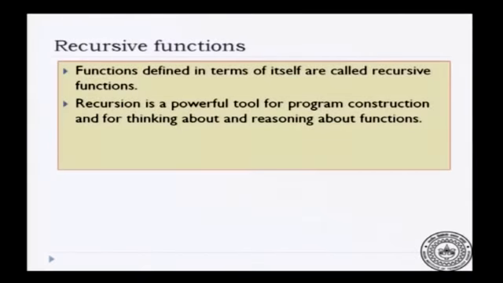So recursion in English means roughly "say again", and functions defined in terms of itself are called recursive functions. Now this is not completely accurate. We want to say that functions defined in terms of itself in a particular way, these are valid recursions. Recursion is a powerful tool for program construction and for thinking and reasoning about functions in general. So it's a general purpose technique of programming, and you can do any kind of program using only recursion. We will not see such general types of recursion in this course, but we will see fairly common examples of recursions.